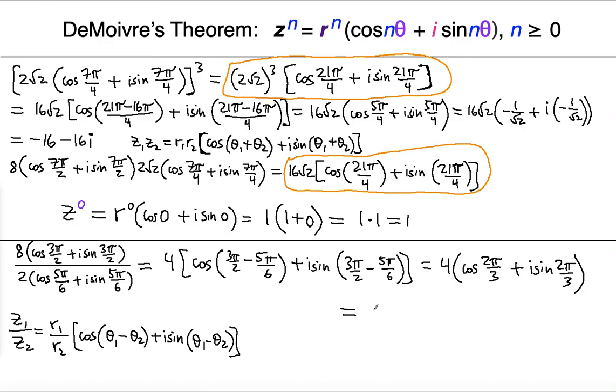So as a result, this is equal to what? Now cosine of 2 pi over 3 is going to be negative 1/2, and the sine of 2 pi over 3 is going to be radical 3 over 2. So this is equal to minus 2, since 4 divided by 2 is negative 2. Now 4 times radical 3 over 2 is also 2 radical 3, so it's going to be equal to plus 2 radical 3 i. So as you can see, we got another rectangular form representation of the given quotient of two complex numbers.